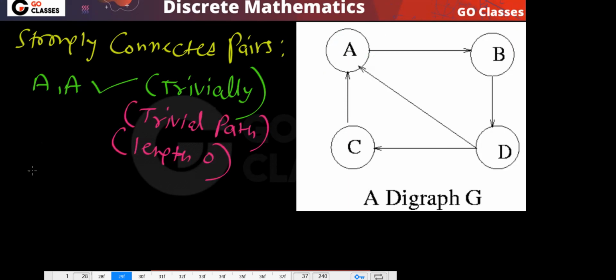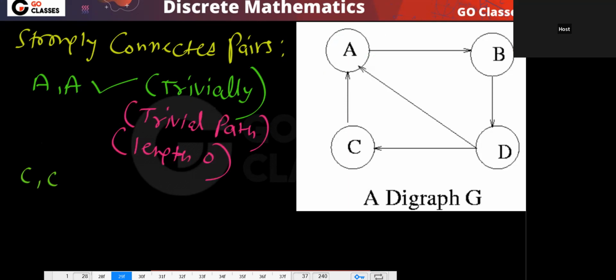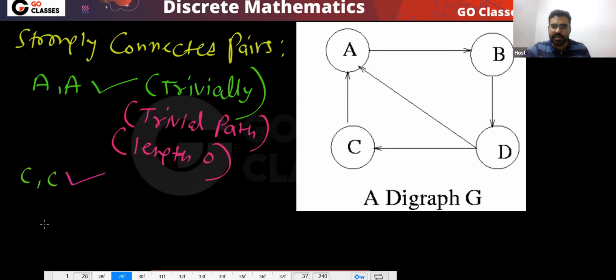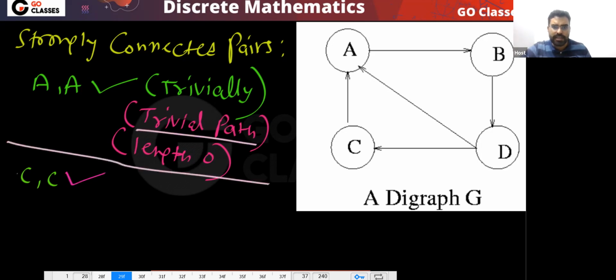Next, what about C comma C? Again, the same thing. Yes, there is a trivial path, which means length 0. Okay, next, what about A comma B?